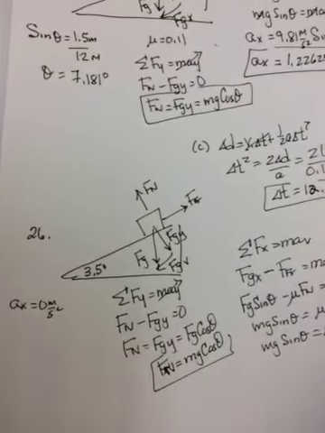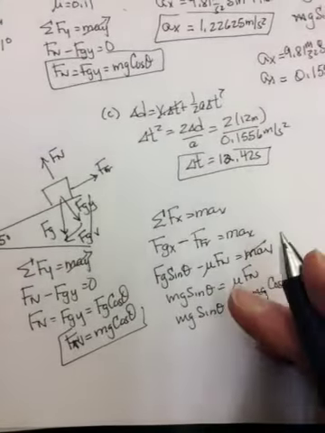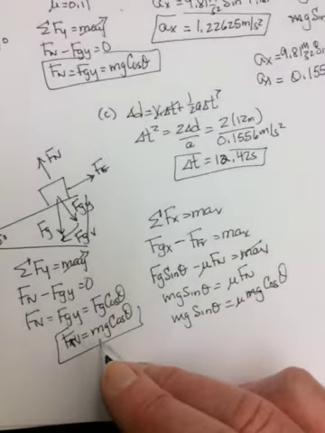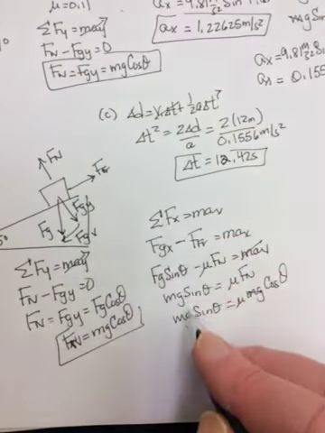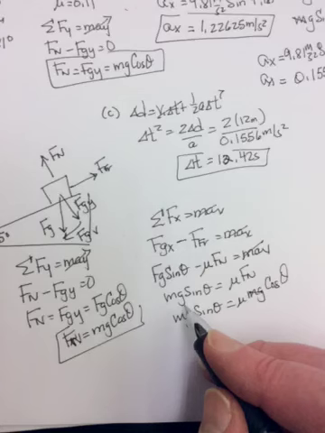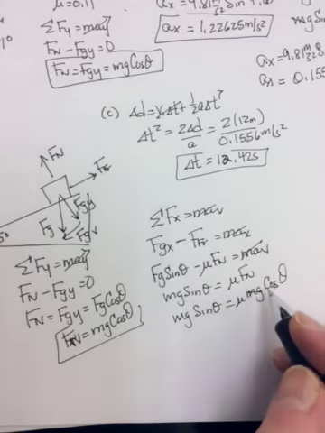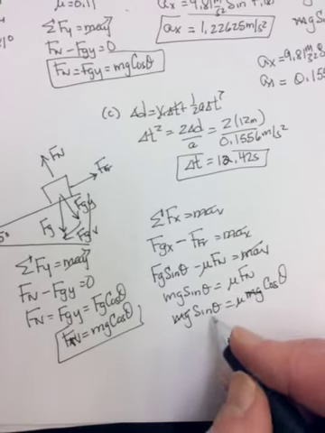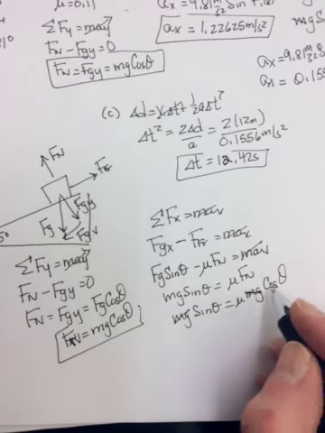Okay, so finishing up question number 26 on page 191. We were at this point where we had done the sum of the forces in the y and found Fn. We did sum of forces in the x, ma_x was 0. So we found mg sine theta was equal to mu mg cos theta. The mg's will cancel, so we'll be left with sine equals mu cos theta.